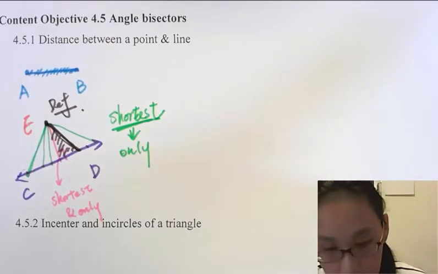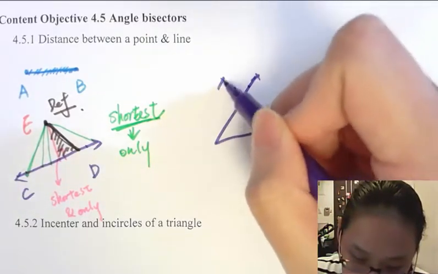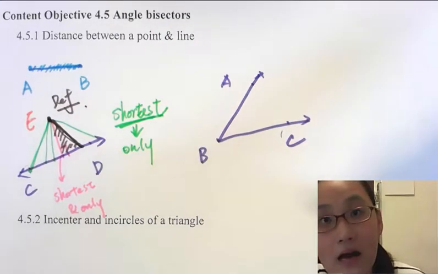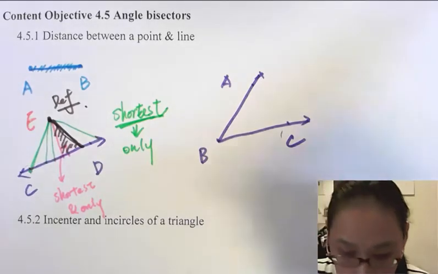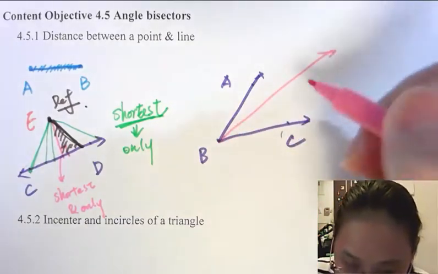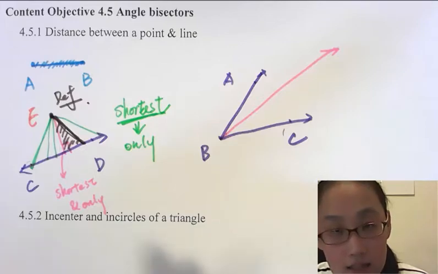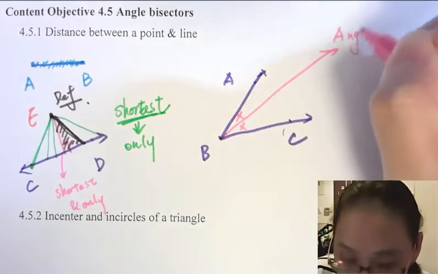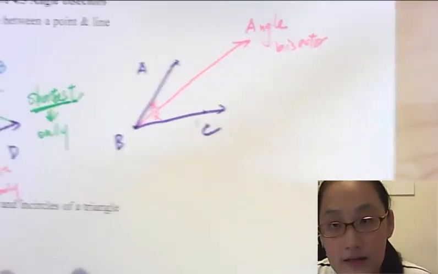What if today I have an angle? Okay, so this is my angle ABC. And now I have an angle bisector. This is my content objective, 4.5, which is about angle bisectors. A bisector is a line that cuts something into half. So an angle bisector, from the name, is just the line that cuts the angle in half. So I know if this is an angle bisector, then my two angles will be the same. Okay, so this is my angle bisector.